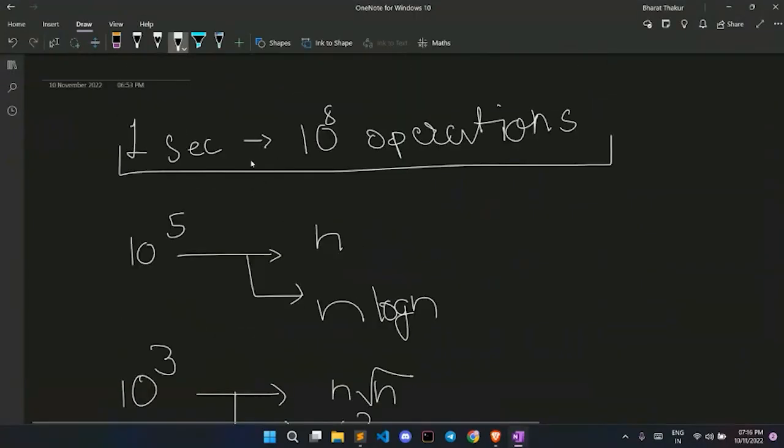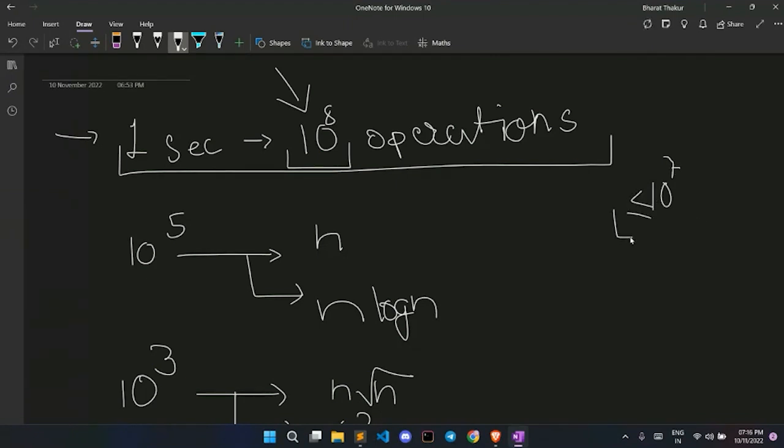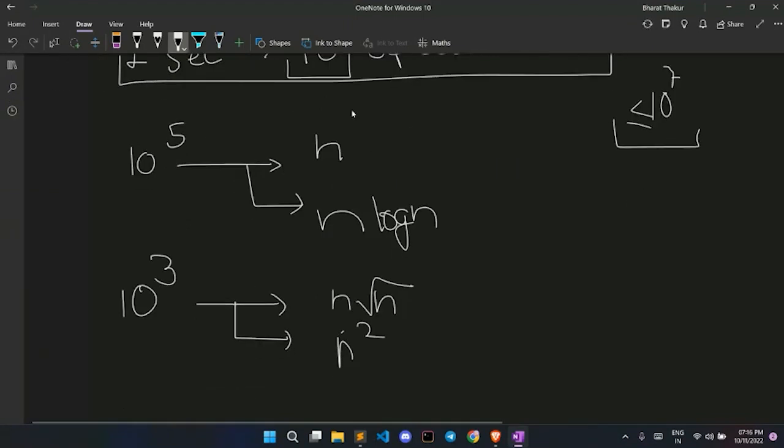Okay, so see, you should always remember that if you are given the time limit as 1 second, so 10 to the power 8 operations can be performed in 1 second at the best, but you should never take it to 10 power 8. It should be something around 10 power 7, means less than or equal to 10 power 7 is good enough.